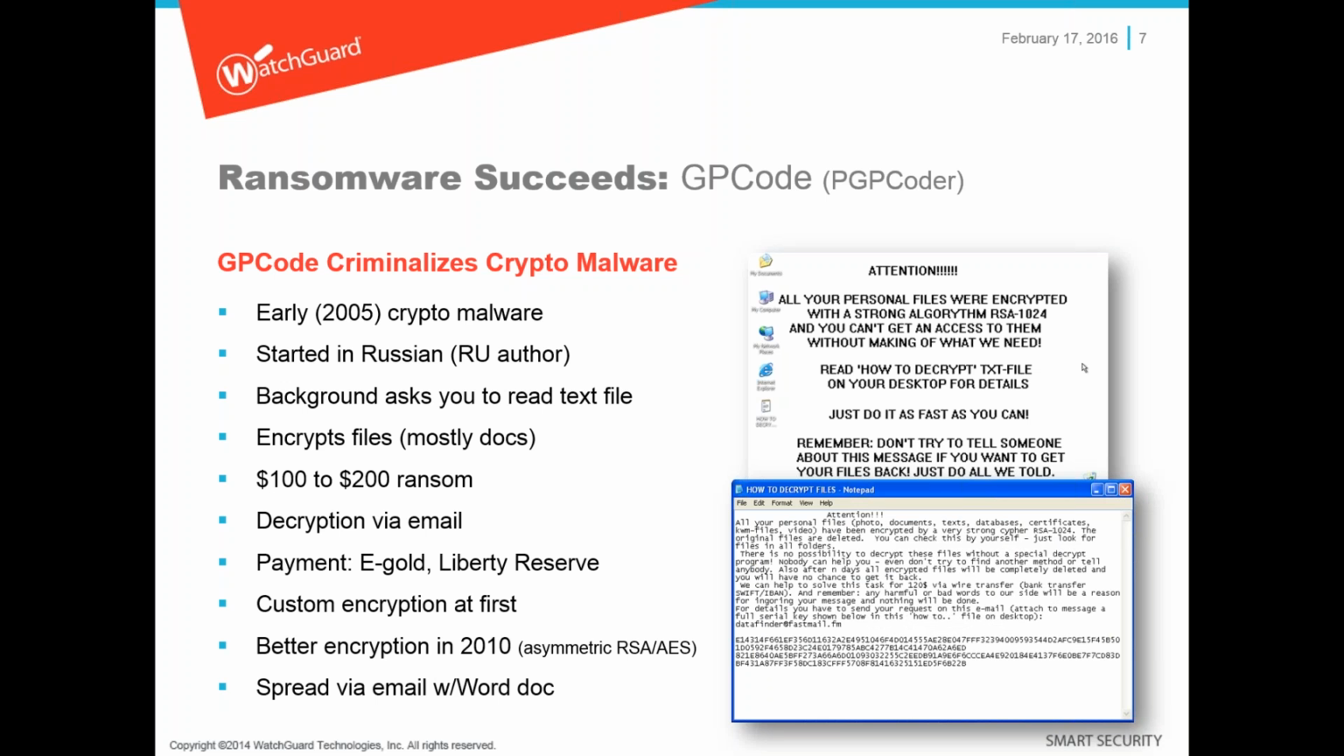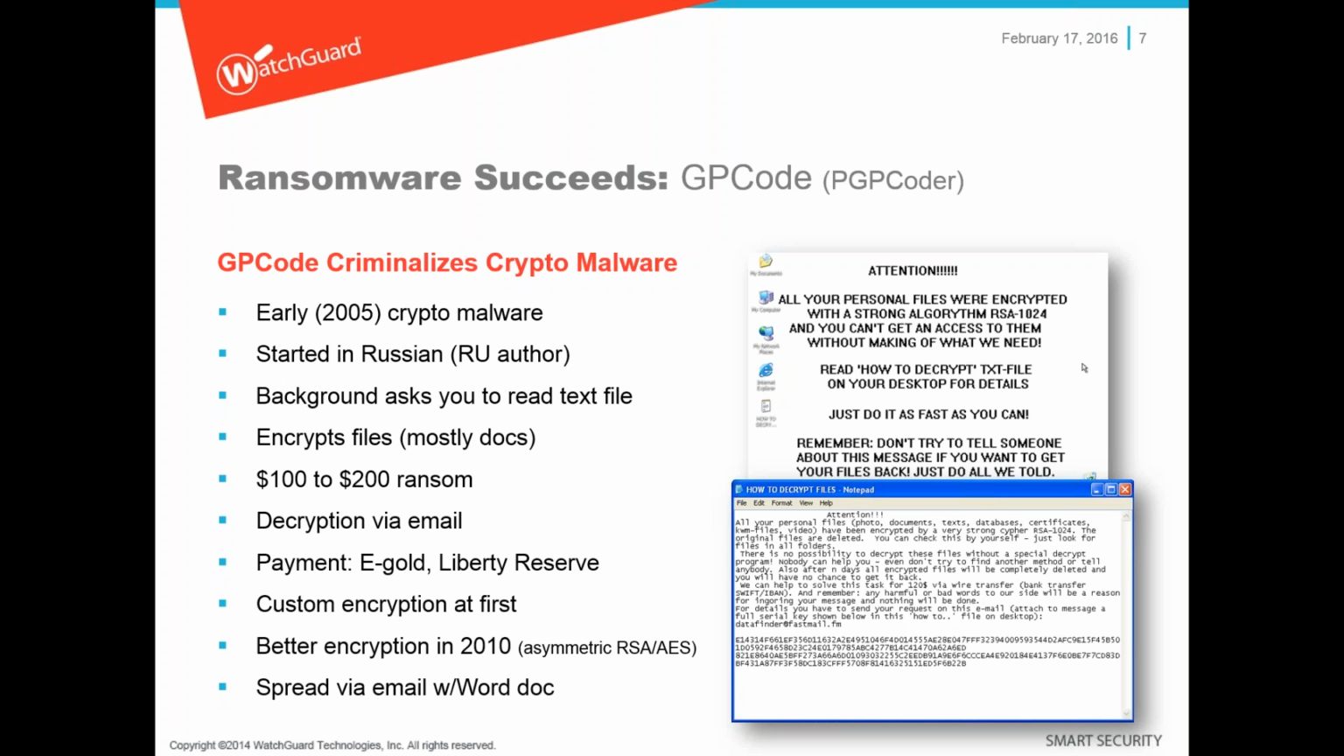Now, initially, there were only very small infection rates, and mostly this was done in Russia. It was targeting Russian businesses like banks and real estate and other financial institutions. Early encryption issues allowed for the files to actually be recovered. So for example, you could use undelete software to help restore your files again.